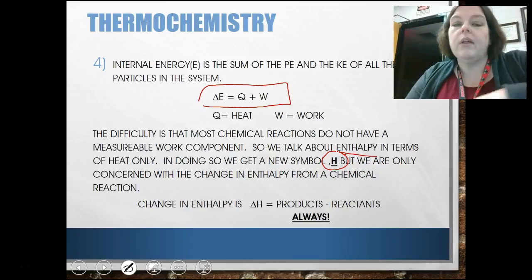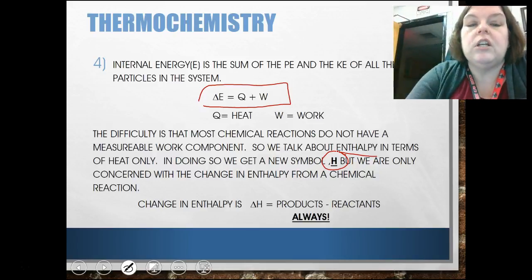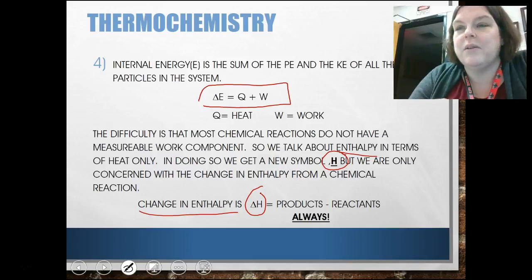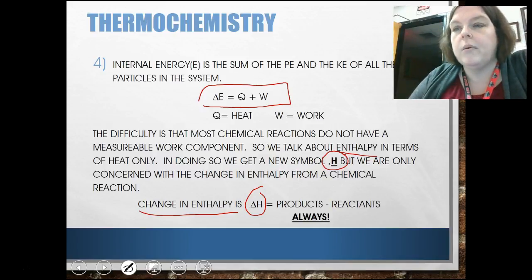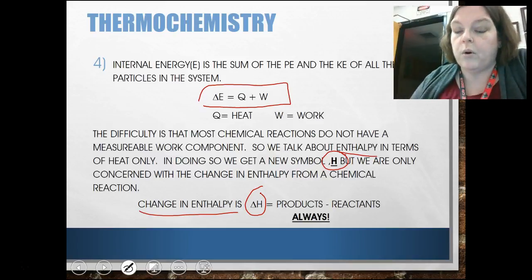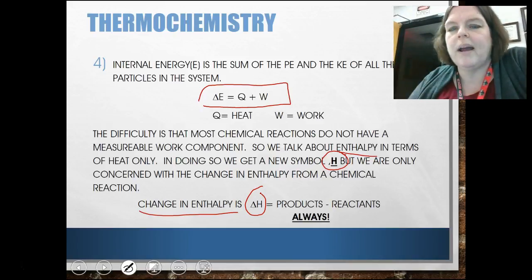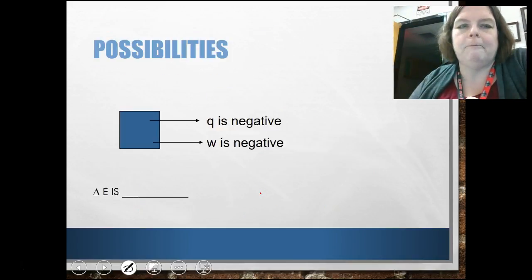So we know that in a chemical reaction, the change in enthalpy is equal to delta H, and it's always the products minus the reactants, always. We always take the energy of the products minus the energy of the reactants, and we get delta H, and that's going to become a little bit more important a little bit later on, okay? So let's look at this idea of energy and Q and W for a second, and then we'll return back to H in just a few moments.